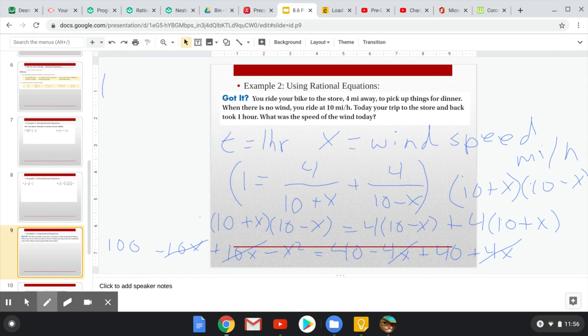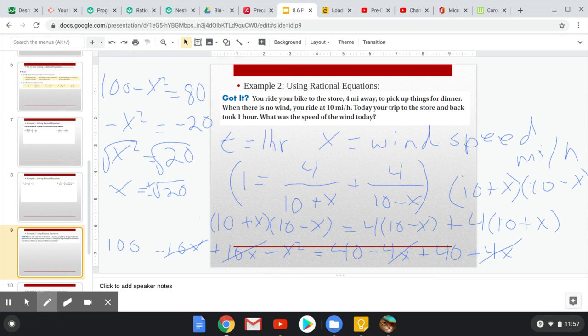So I have 100 minus x squared equals, adding my 40s, 80. Now I can just subtract 100 from both sides, so I get negative x squared equals negative 20. If I multiply both sides by negative 1, I get x squared equals 20. Taking the square root of both sides, x equals the square root of 20, plus or minus the square root of 20.